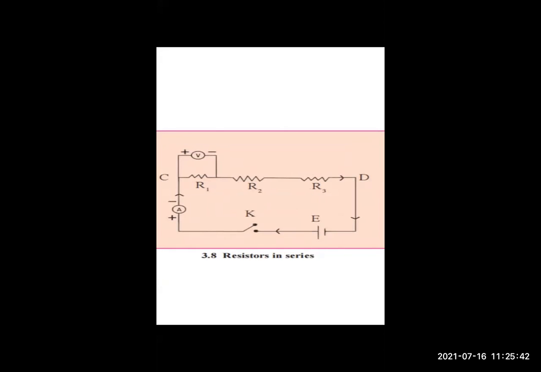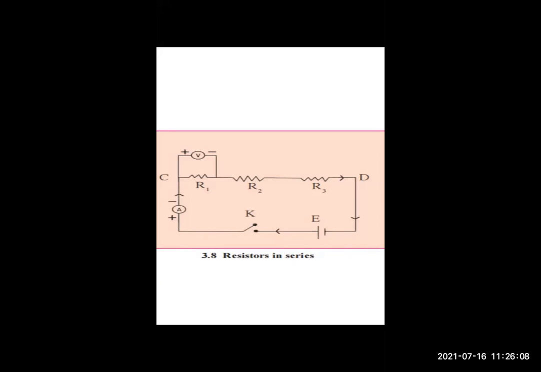And what can we say about these resistors? They are connected in series. Series means one after the other. So in such an arrangement, what happens? The same current will flow through each resistor. Suppose the value of the current is I and the potential difference is V, the potential difference between the points C and D. You can look at the diagram. The points C and D are marked here.